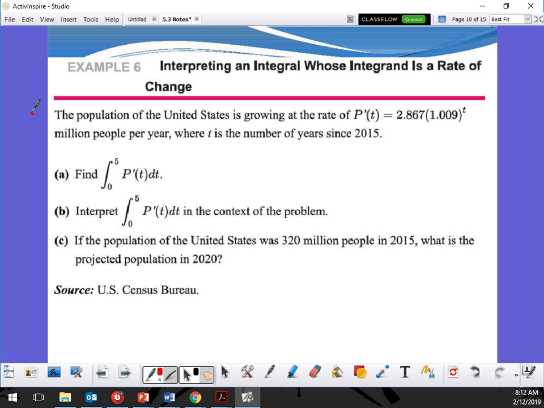So we're adding it, right? So 5 would actually represent 2020, right? Okay, so going through this, let's start off on the next page.